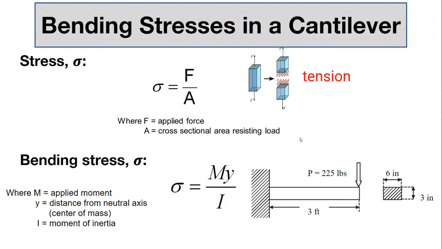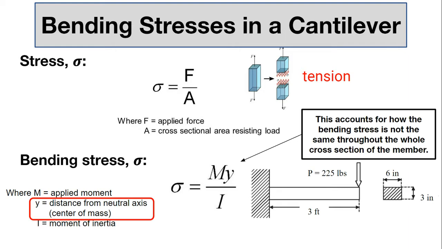Y is the distance from the neutral axis or center of mass. This accounts for how the bending stress is not the same throughout the whole cross-section of the member. Once again, it goes from tension on the top to compression on the bottom, and in the middle at that neutral axis, it is 0 because Y will be 0.